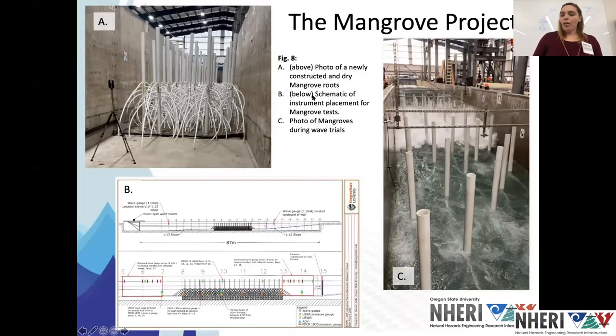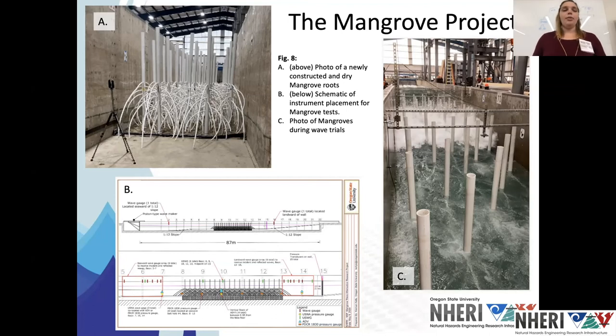All right, the second project that I was able to take data from was the mangrove project. Similar to the Emerald Tutu project, they were also doing wave dampening, but instead of interconnected pods, they were using simulated tree root systems of mangrove trees. And they did this using arranged PVC. And instead of in a large wave basin, they did this in the large wave flume.